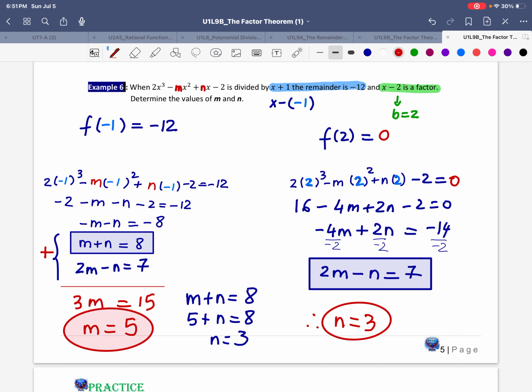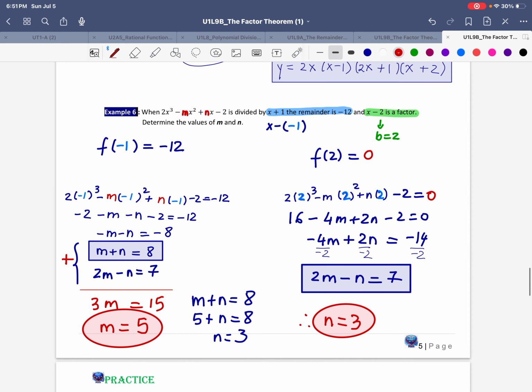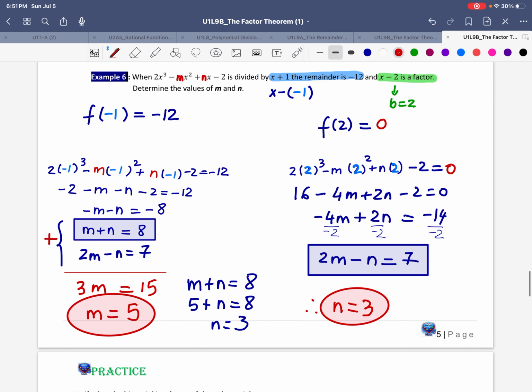This is a typical quiz test question. It's not too difficult, but it does involve a lot of multiple concepts from the remainder and the factor theorem.